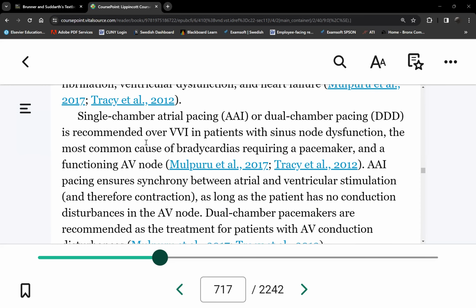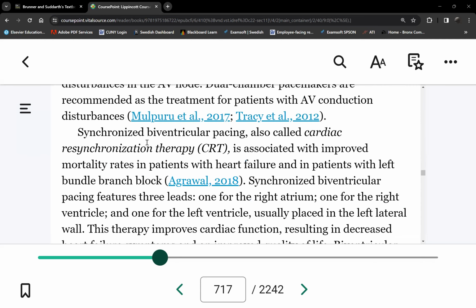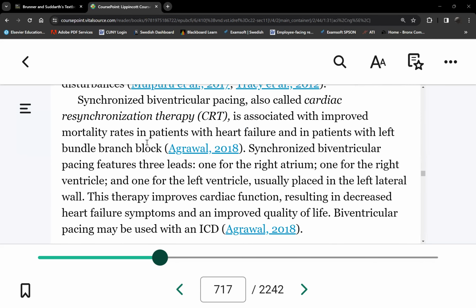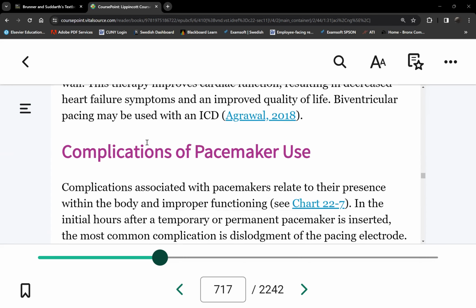We can also have dual function devices, meaning the patient will have both an ICD and a pacemaker at the same time in one device, rather than having two separate devices. So that makes more sense, to just have one.